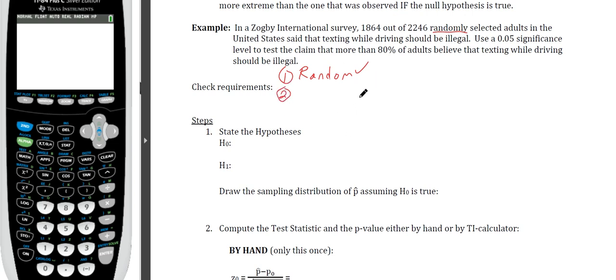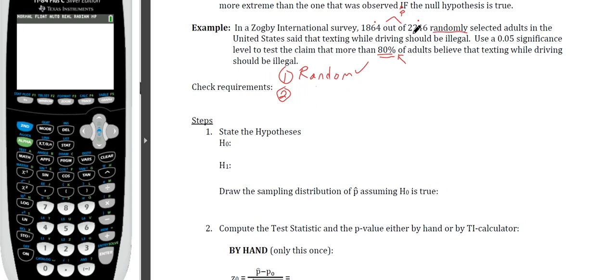Secondly, np times 1 minus p, making sure we use the correct proportion. Note that this 1,864 out of 2,246 will create p hat, the sample proportion. But what we want to test against is that 80%. That's another way of thinking about it: 80% came before we did any testing. That's the value that we're testing against. And 1,864 out of 2,246 came afterward. So we should be checking our requirements before we do any testing, theoretically.